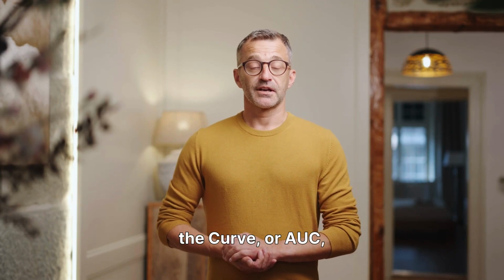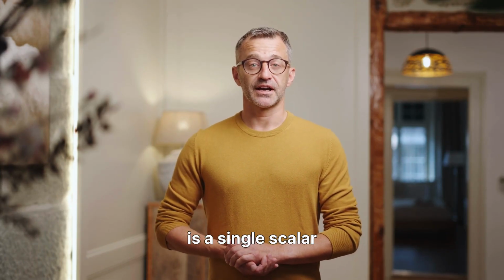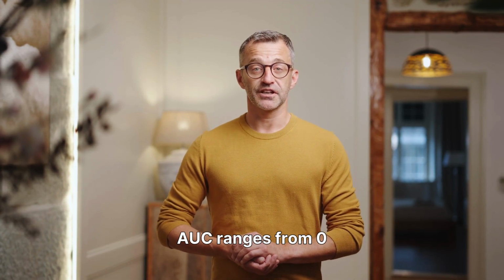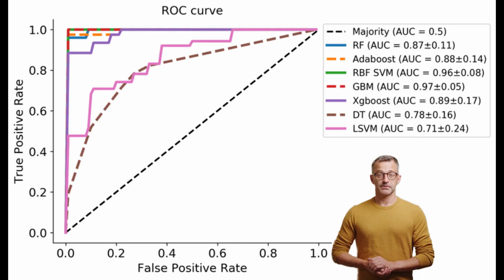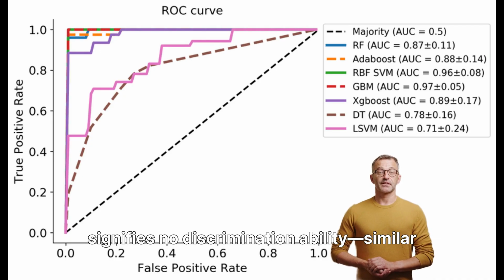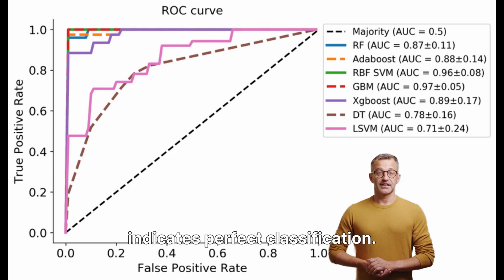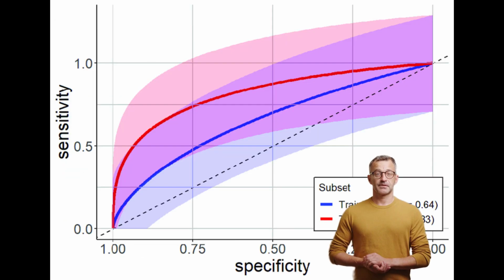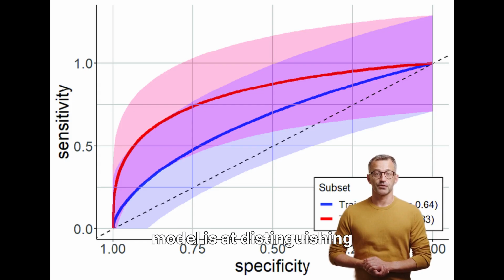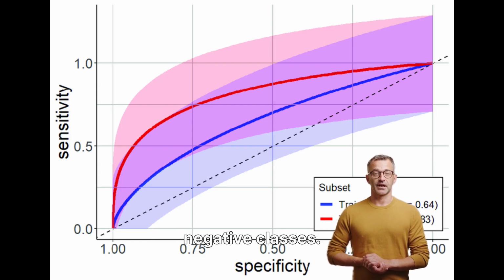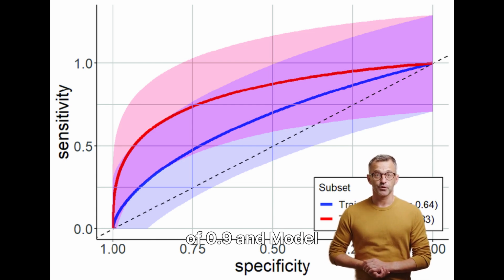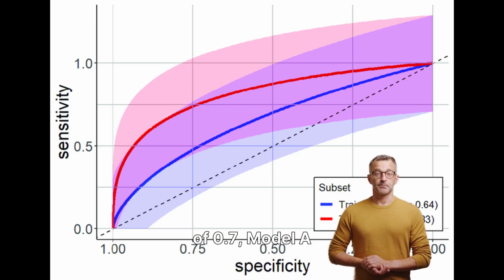Now, the area under the curve, or AUC, is a single scalar value that summarizes the performance of the model across all thresholds. AUC ranges from 0 to 1. An AUC of 0.5 signifies no discrimination ability, similar to random guessing. An AUC of 1 indicates perfect classification. So, the higher the AUC, the better the model is at distinguishing between the positive and negative classes. For instance, if Model A has an AUC of 0.9 and Model B has an AUC of 0.7, Model A is more reliable for making predictions.